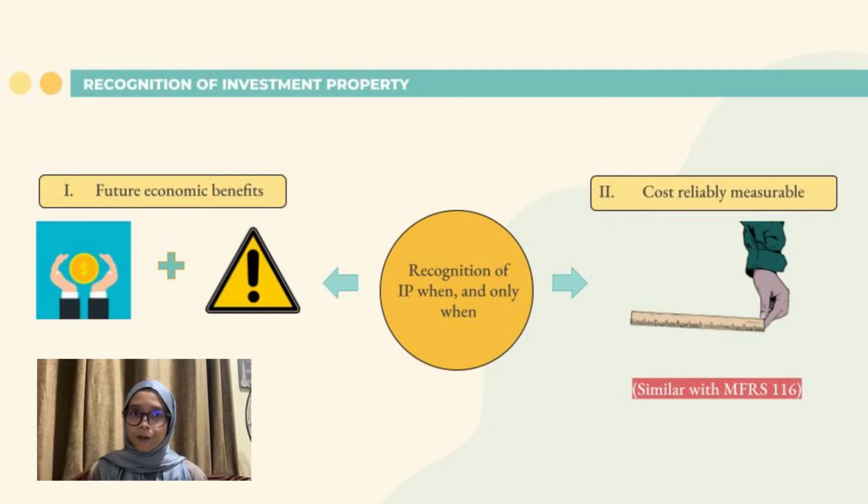Next is how to recognize investment property in your financial statements. You can do it when two conditions are met. First, it is probable that the future economic benefits that are associated with the investment property will flow to the entity. Well, think about associated rewards and benefits. And the cost of the investment property can be measured reliably. So, this rule is very similar to the rule in MFRS 116 for property, plant and equipment as I mentioned earlier.